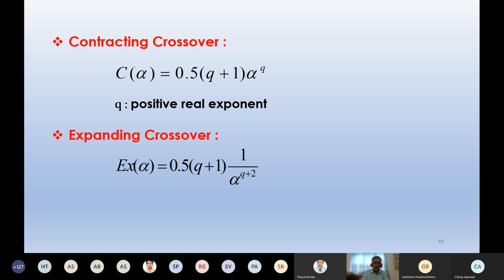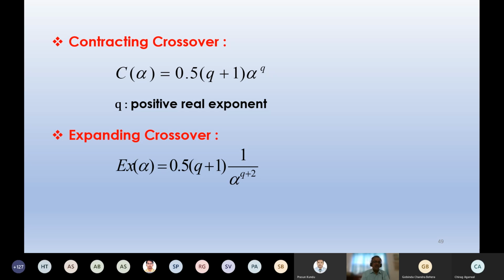Now let us see what happens if I put Q equals to 0 in the expression of expanding crossover. If I put Q equals to 0, this will become 0.5 multiplied by 1 divided by alpha square. So this becomes 1 divided by 2 alpha square. So 1 divided by 2 alpha square is the expression for the expanding zone corresponding to Q equals to 0.